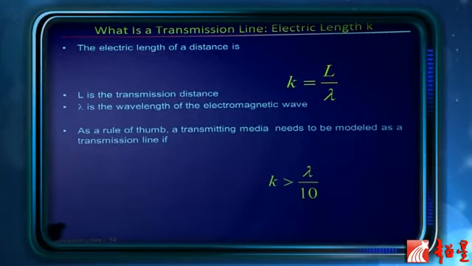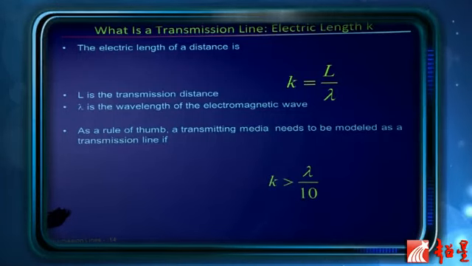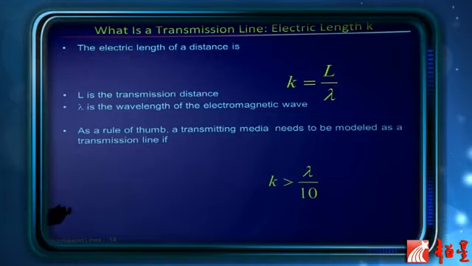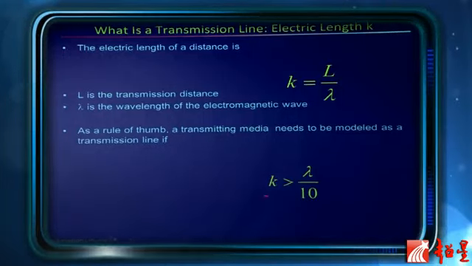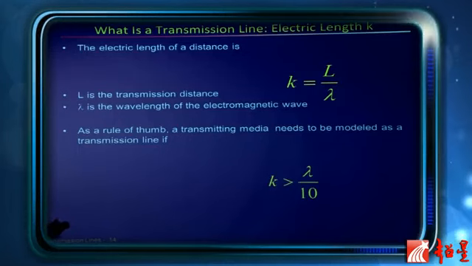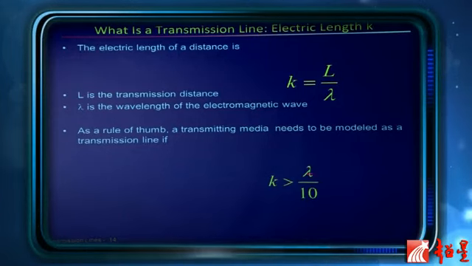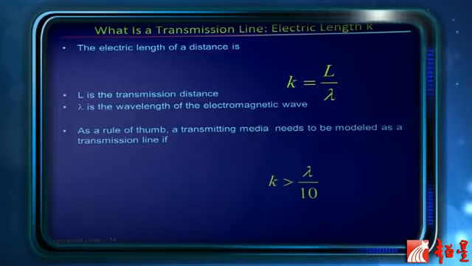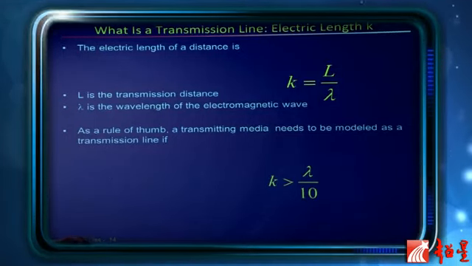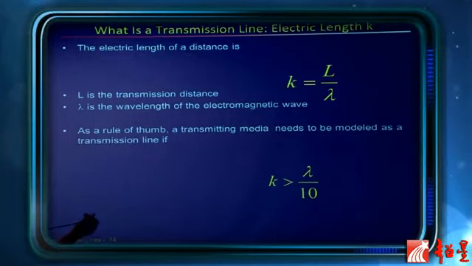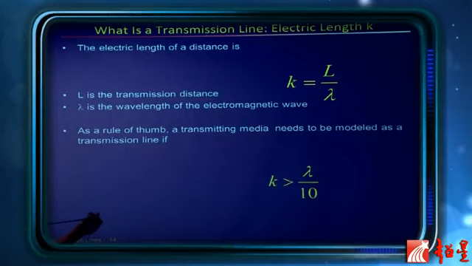When we talk about how long the line is, we talk about electrical length, the physical length divided by wavelength. If this length is less than 1/10 of the wavelength, it's short enough. But if it's greater than 1/10 of the wavelength, then it's a transmission line. That basically means we cannot assume the voltage at the two ends of the line is the same. They're not the same.